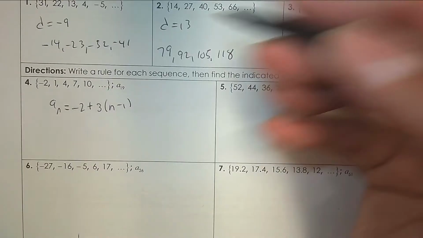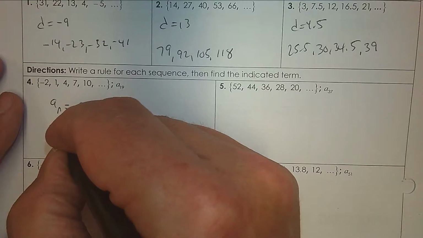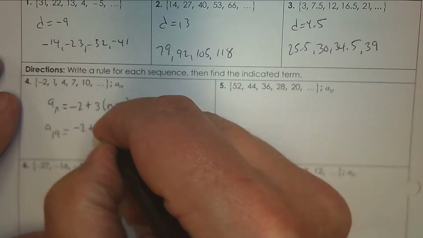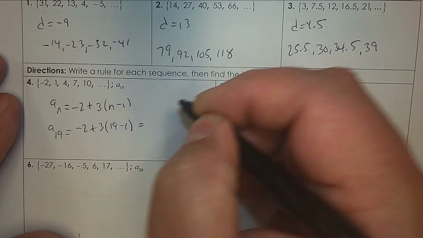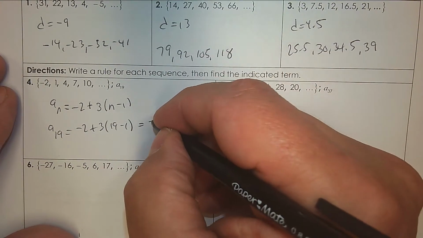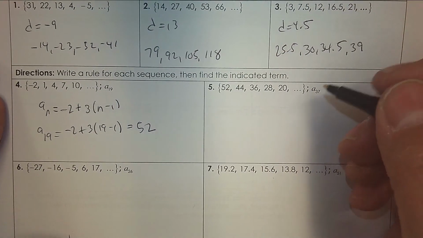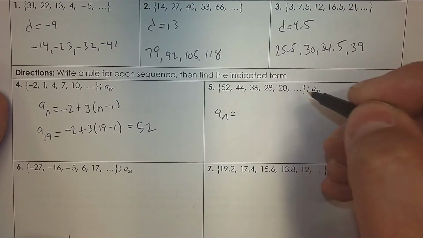Now that you have that, you plug in 19 and then get your answer. So 18 times 3, take away 2, and you get 52. So again, I want to know the rule. So the first term is 52.